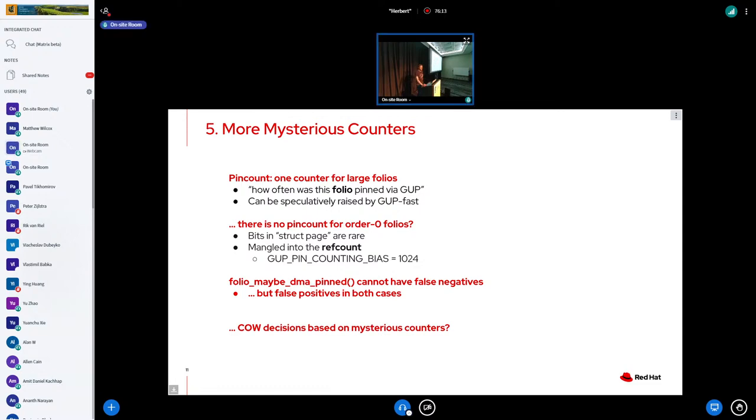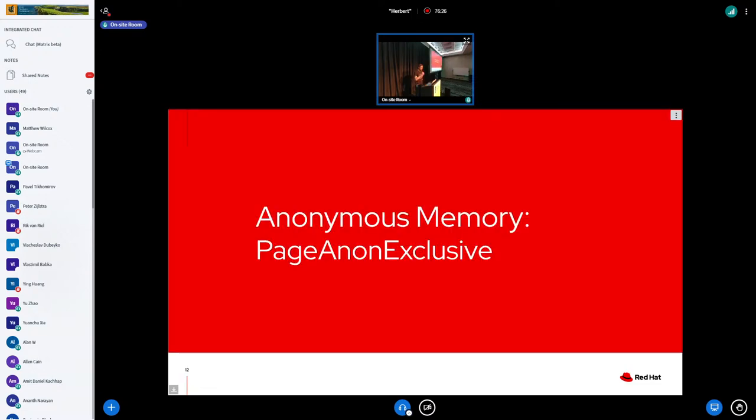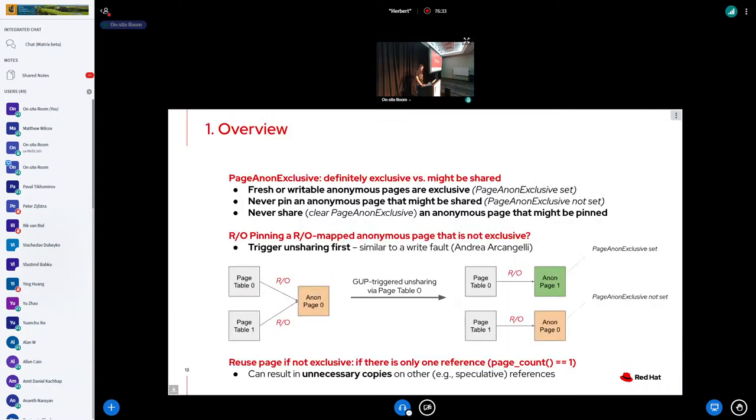Now, the message of all of these mysterious counters is, how are we even supposed to make any copy-on-write decision based on these mysterious counters? And the answer is that maybe we really shouldn't, and that's where the solution that we now have on anonymous memory comes into play, which is called PageAnonExclusive. I'm only going to describe the rough idea of what's happening without all of the dirty detail, but you can think of PageAnonExclusive as kind of a flag for a page that tells us, is this page exclusive or is it maybe shared?